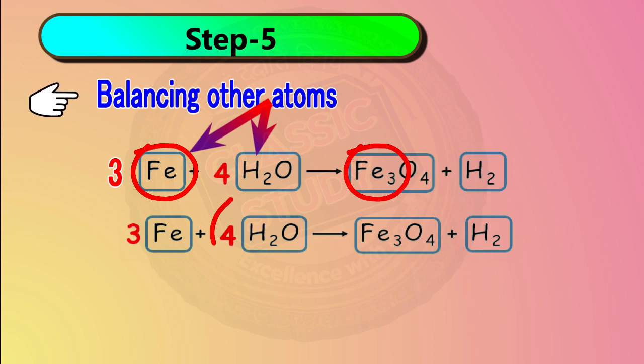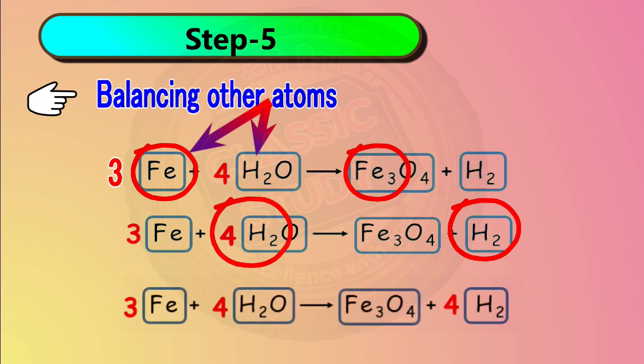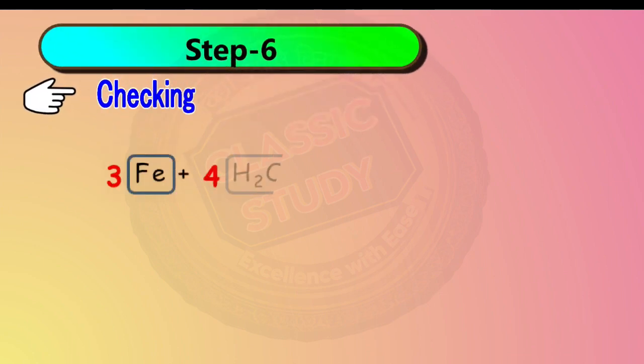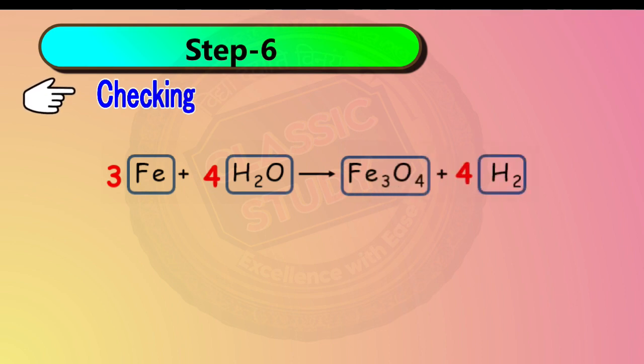Next we see hydrogen. On the LHS we have 4 into 2, that is 8 hydrogen atoms, but on the RHS we have just 2. So to balance hydrogen we put a 4 in front of the hydrogen molecule on the RHS. So we can see now the hydrogen has been balanced. Now we check our equation, step 6. So the equation right now is 3Fe plus 4H2O gives Fe3O4 plus 4H2.